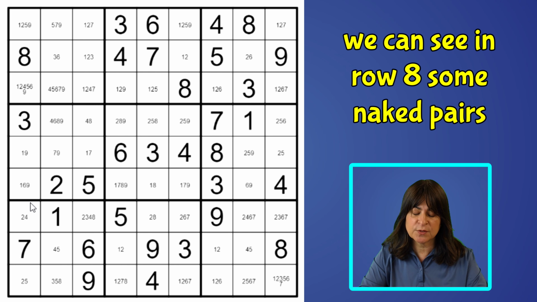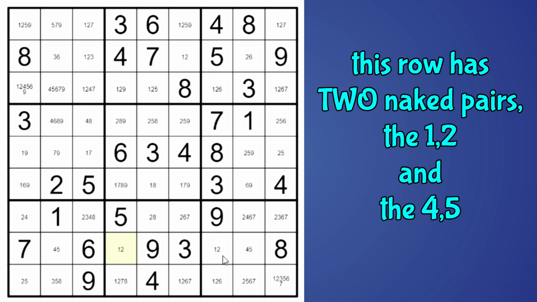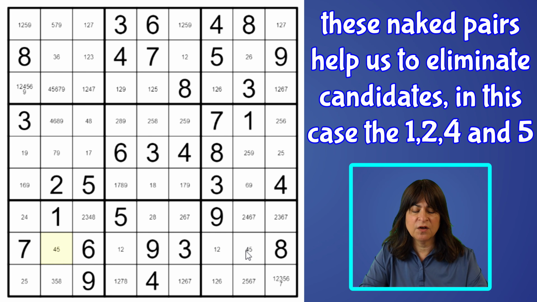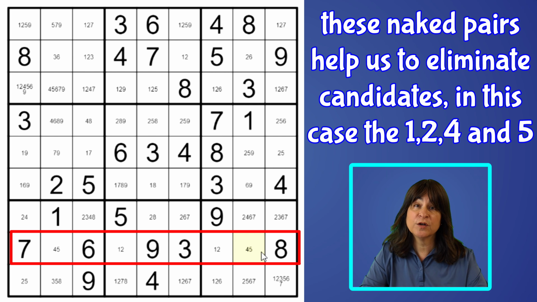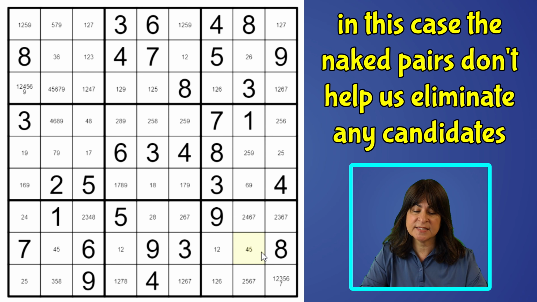So for example, you can see in this row, row 8, there's a matching pair, a 1, 2 pair. It's also called a naked pair. And there's another naked pair here, that's the 4 and the 5. If there were any other 1's or 2's or 4's or 5's in the row, we could eliminate them, but in this case, the naked pairs are not much help.